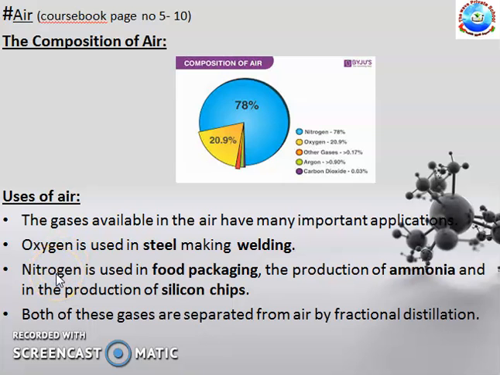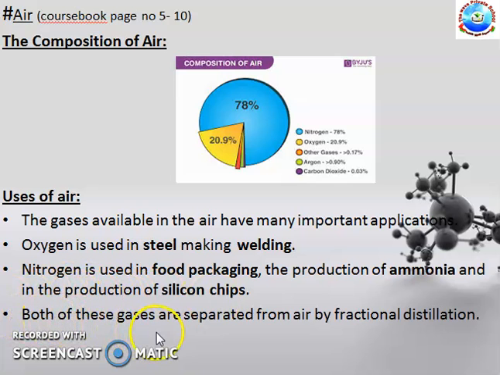Second, nitrogen. It is used in food packaging. Now you know the packets which we get in supermarkets. They are sealed from the upside. So we use nitrogen gas there. Then nitrogen is also used in the production of ammonia and in the production of silicon chips. In mobiles and laptops, you know, there are small chips. So for their production, nitrogen gas is used.